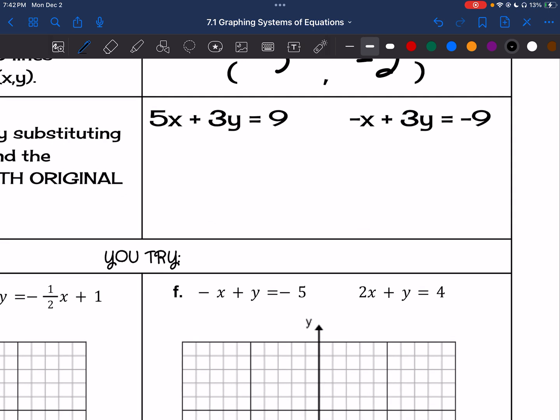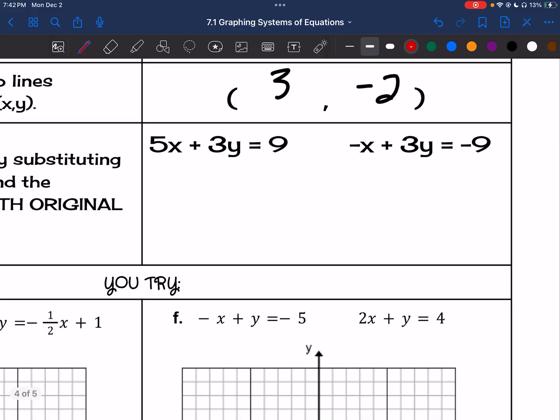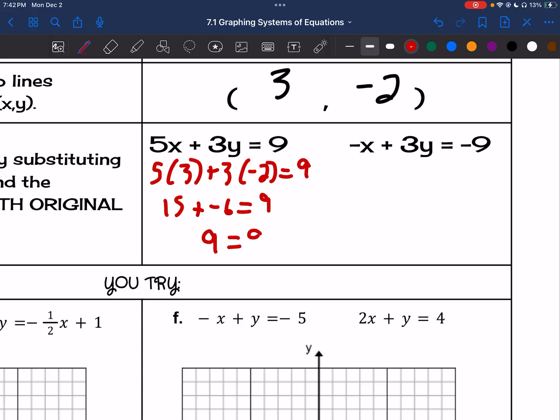And we're going to check our work. And for this one, we always want to go back to the original equation when we check our work. So we have 5 times 3 plus 3 times -2 equals 9. 5 times 3 is 15. 3 times -2 is -6. 15 minus 6 is 9. And that checks out.